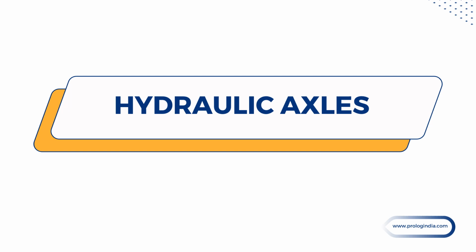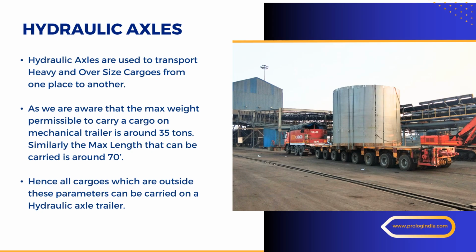These are the hydraulic axles. Now, hydraulic axles are used to transport heavy and oversized cargoes from one place to another. Cargoes which cannot be carried on mechanical trailers. Like we saw that in mechanical trailers, the maximum weight was up to 35 tons, on low bed trailers. But suppose you have a cargo of 60 tons or 100 tons, how will you carry? So now these cargoes are usually carried on hydraulic axles.